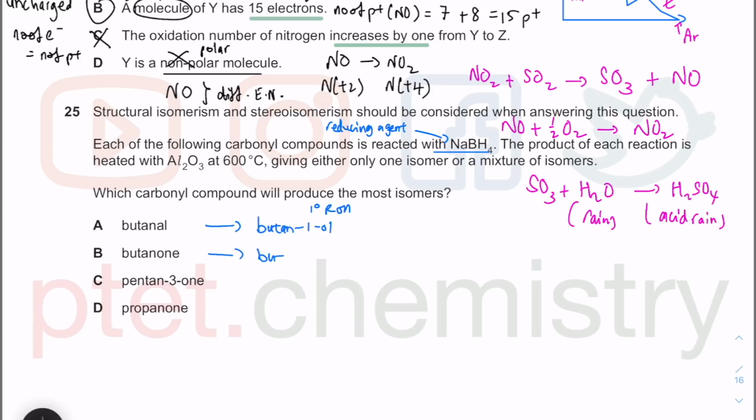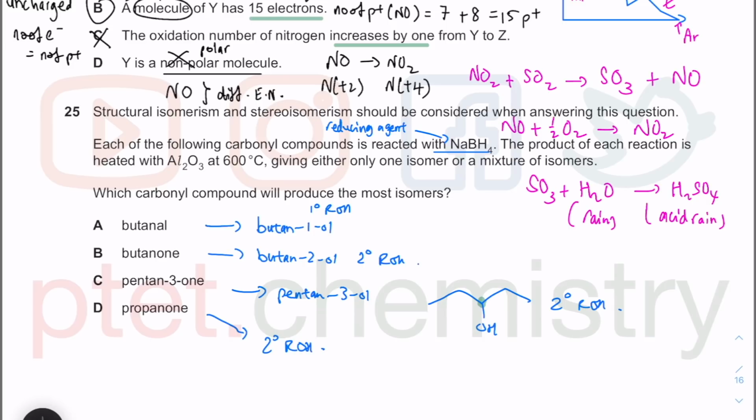Butanone is going to give us butan-2-ol, which is a secondary alcohol. Pentan-3-one will give us pentan-3-ol, and this one is like that. So the carbon with the OH is bonded to 2 other carbons. This must be a secondary alcohol. Propanone will give us a secondary alcohol, which will be this one here, propan-2-ol. Again, the carbon with the OH is bonded to 2 other carbons.